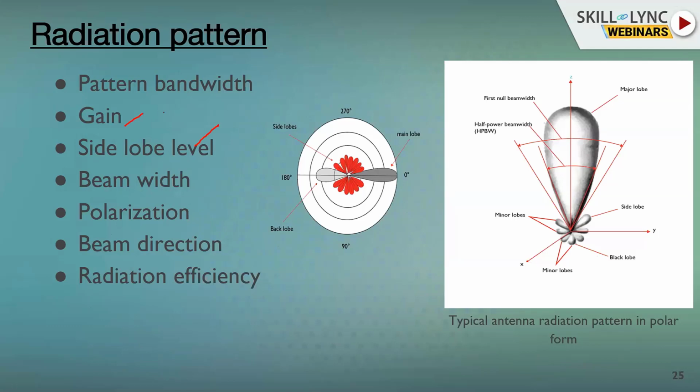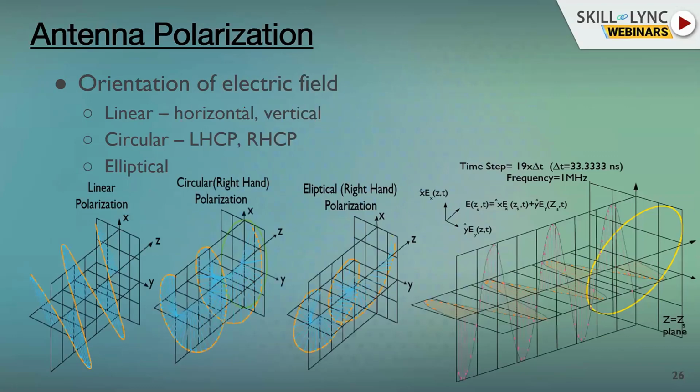Next is that the radiation pattern tells me what sort of polarization I am operating. One is linear, circular, or elliptical. So this is the notation that we have.